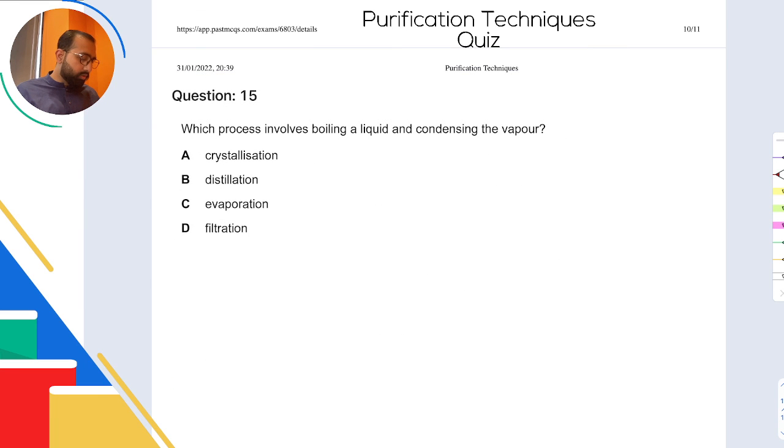Okay, good. Last question. Which process involves boiling a liquid and condensing the vapor? So you're boiling a liquid, condensing the vapor. That is distillation again. So there you go.